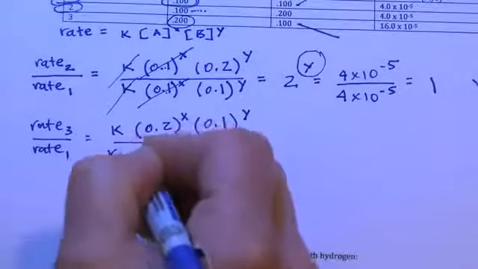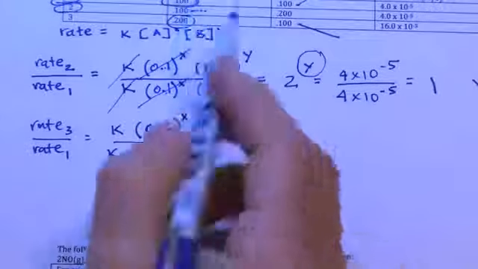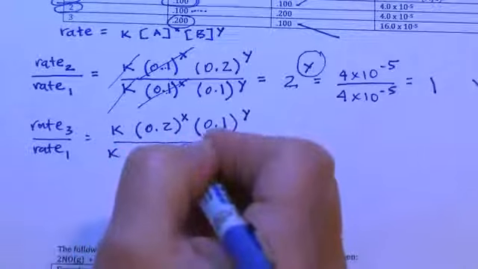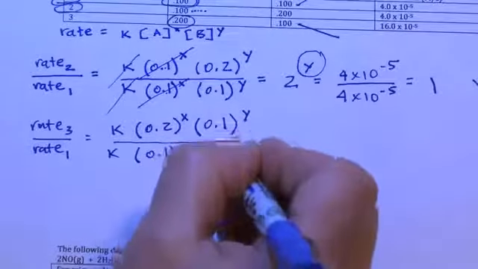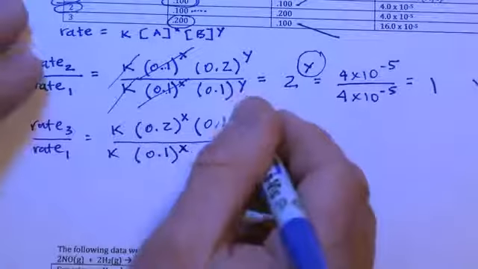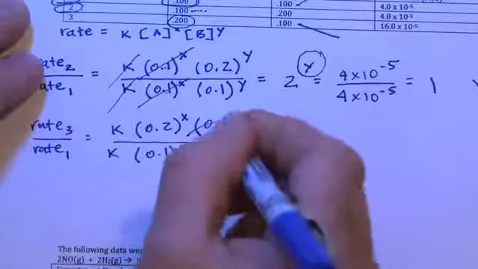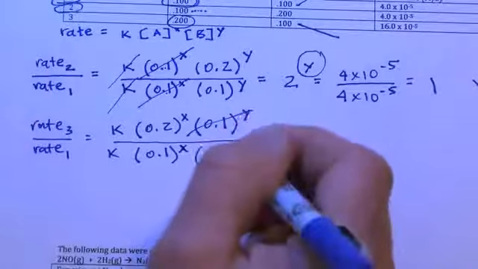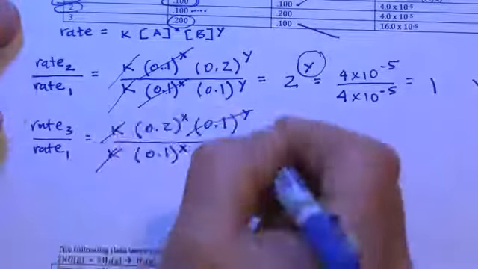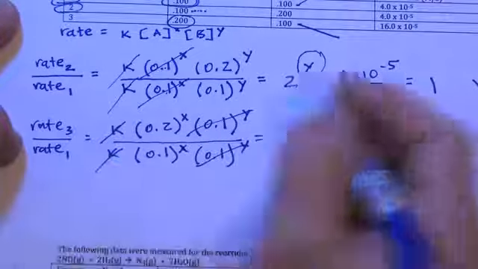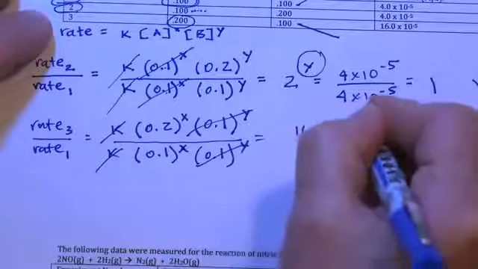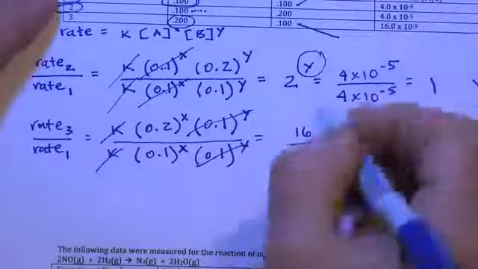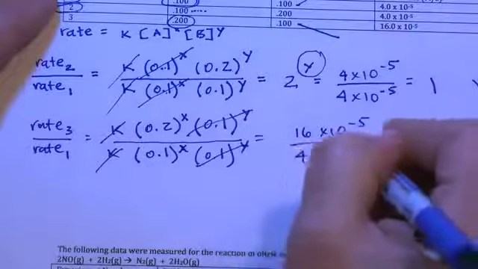Rate 1 is equal to some constant k, and in this case, rate 1 is 0.1 raised to some power x, and rate 2 is equal to 0.1 again raised to some power y. Now I know that the y's are 0, so it doesn't matter, because 0.1 to the y and 0.1 to the y are both going to cancel out. The k's cancel out. And if I compare rate 3 to rate 1, rate 3 is 16 times 10 to the negative 5th, and rate 1 is 4 times 10 to the negative 5th.